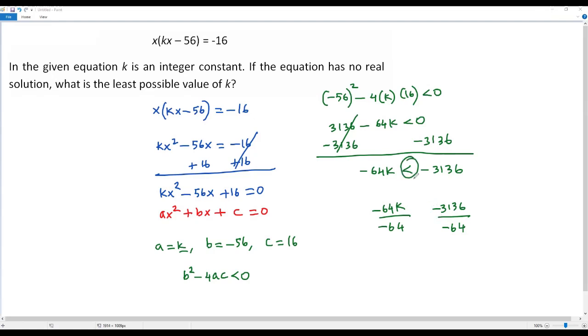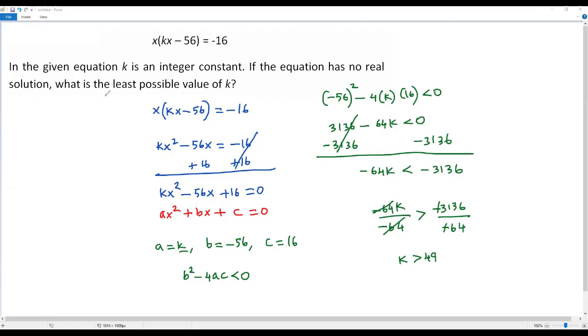So here it is less than. When I divide both sides of this inequality by the same negative number, -64, it becomes greater than. So the -64 cancels on the left, and I get k greater than. The negatives cancel out, and when I divide 3136 by 64, I get 49.